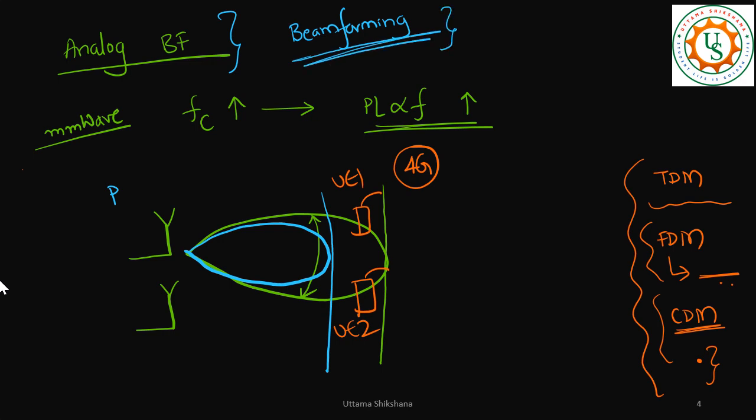So in case of analog beamforming, we will be using phase shifters. So at each of these antennas, we will be using phase shifters. Let me write it here. In case of analog beamforming, the first thing is we would be trying to use a larger number of antennas.